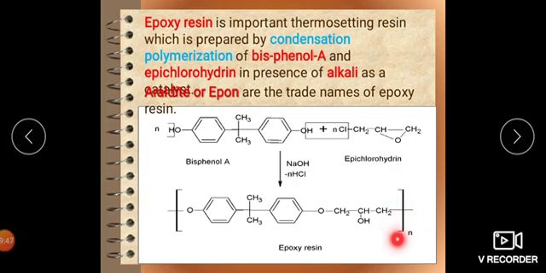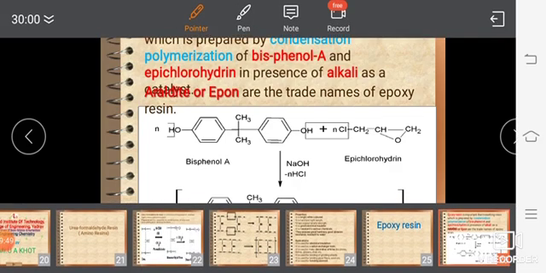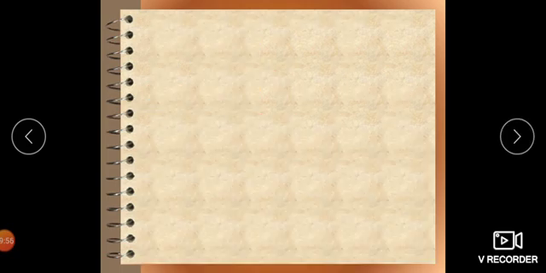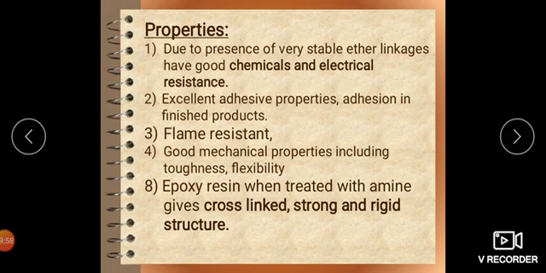Here n indicates the number of repeating units in the polymer chain. Epoxy resin has some good properties. Number one, due to the presence of, as I said, stable ether linkages, it has good chemical and electrical resistance, and excellent adhesive properties, adhesion in the finished products.